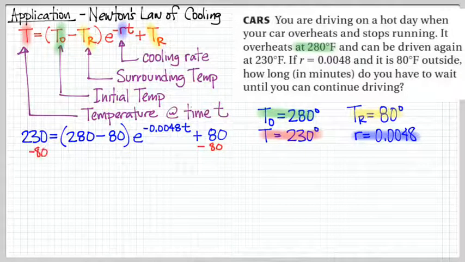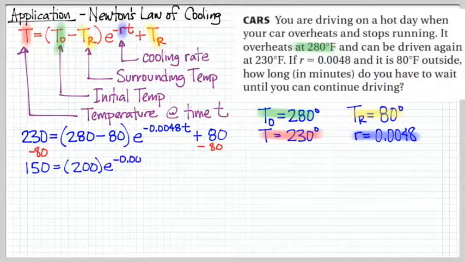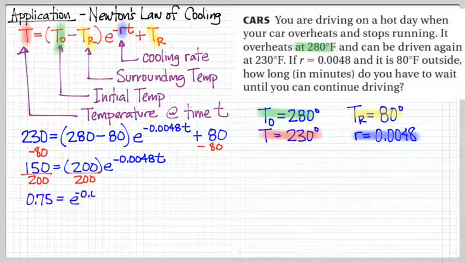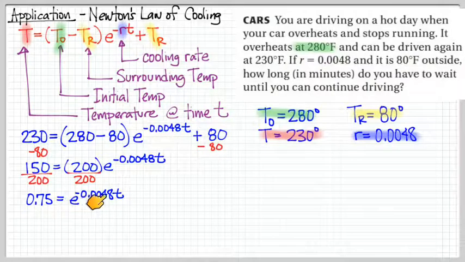So we do some simplification. We get rid of the additive term first, the 80. We subtract 80 from both sides. 230 minus 80 is 150. Now 280 minus 80 is 200, so now we have to deal with this multiplicative term right here. We're going to divide both sides of the equation by 200. And finally we have the exponential term all by itself. So once we have the exponential term all by itself, we take the natural log of both sides.